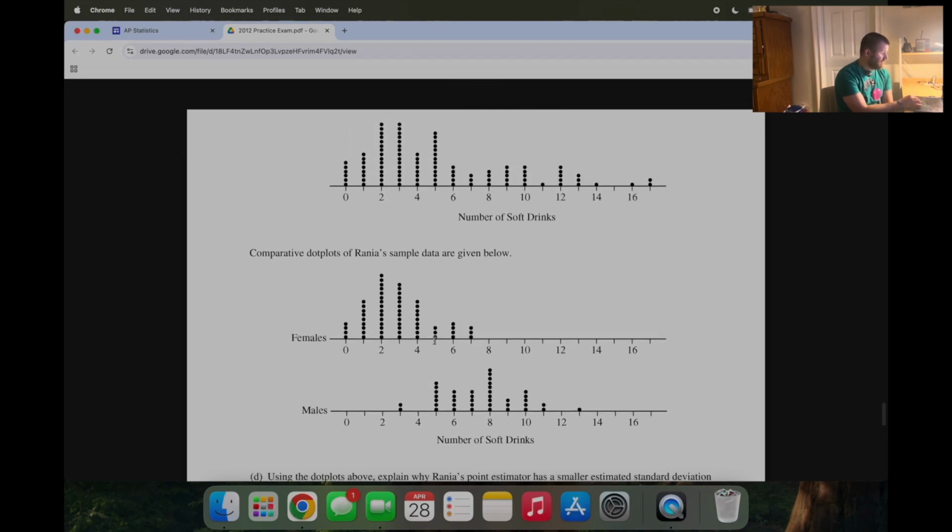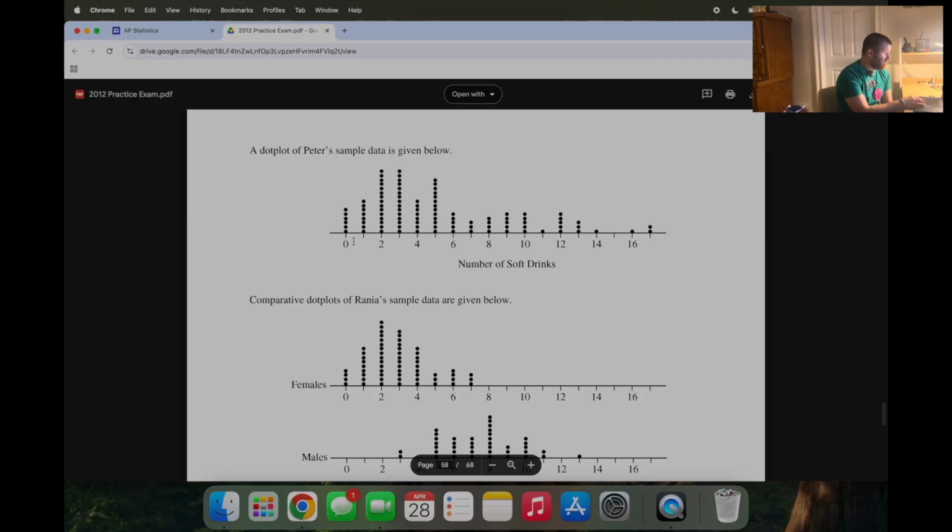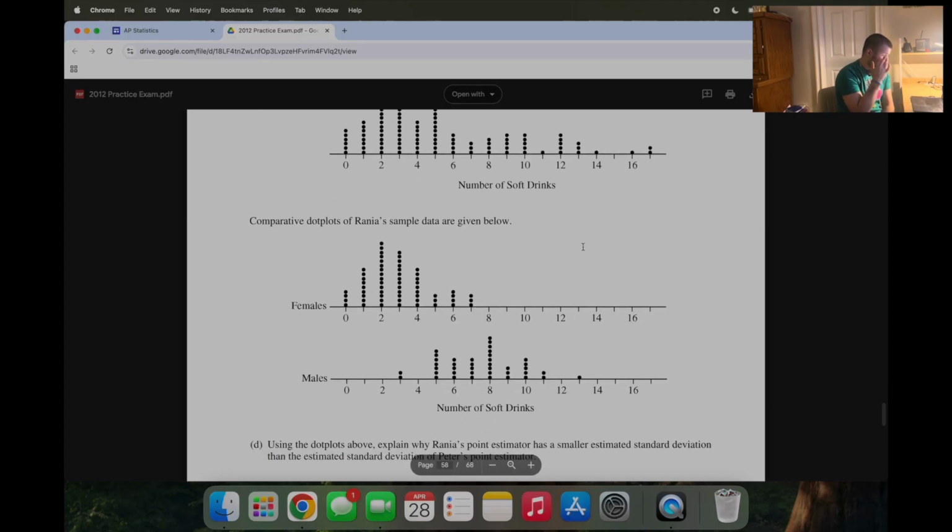Well, very simply, females and males independently have a smaller spread. So when I compute that standard deviation, it's going to be smaller versus Peter's, which has a much larger range of 17. The largest range in each of her independent samples, the females have a range of 7, the males have a range of 10 soft drinks from my context. So because the independent samples have a smaller standard deviation, her overall standard deviation will be smaller. When you put these together, you can have quite a large range. And now we're still going. Actually, I lied. That's the whole question.